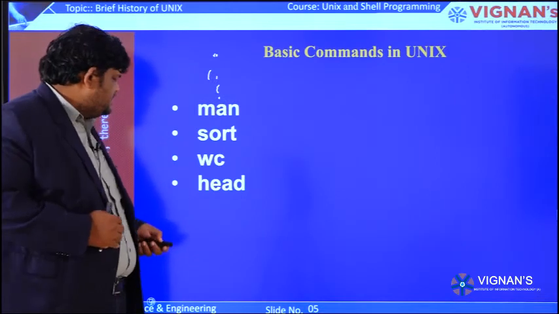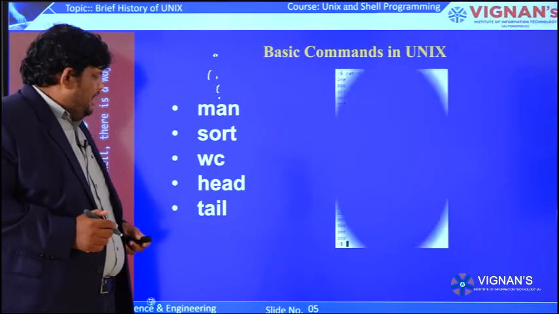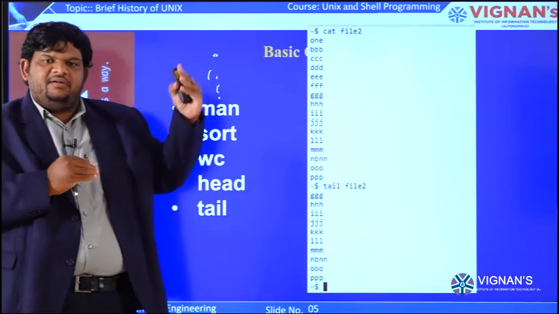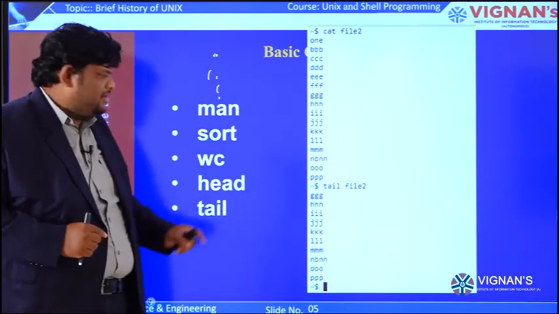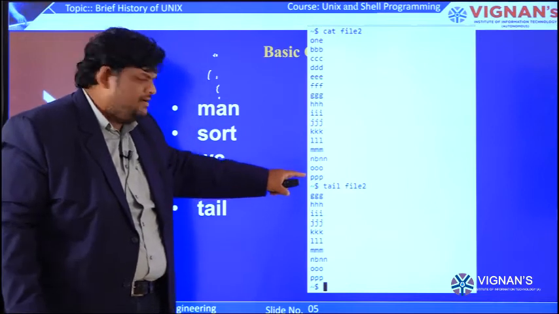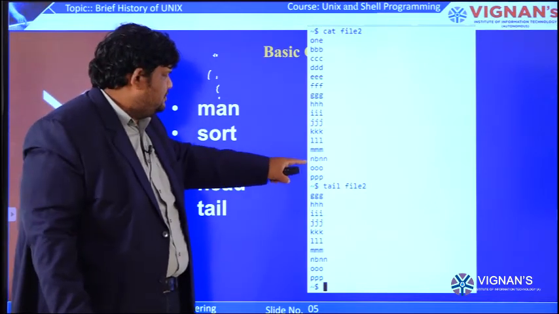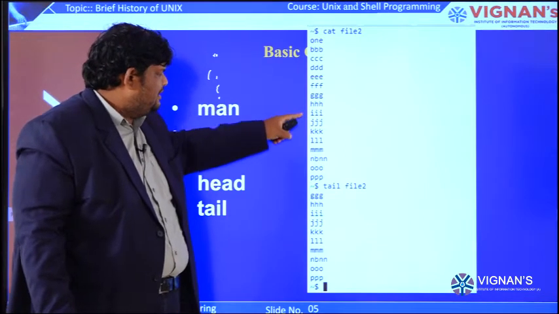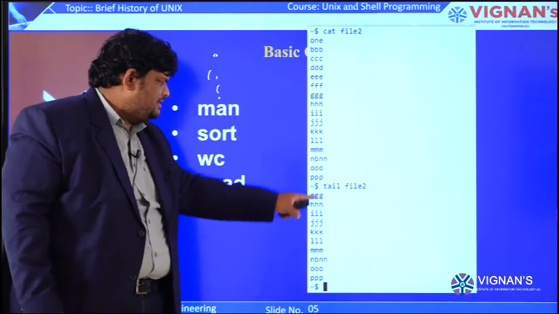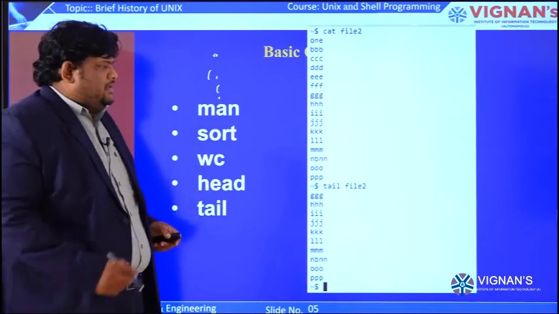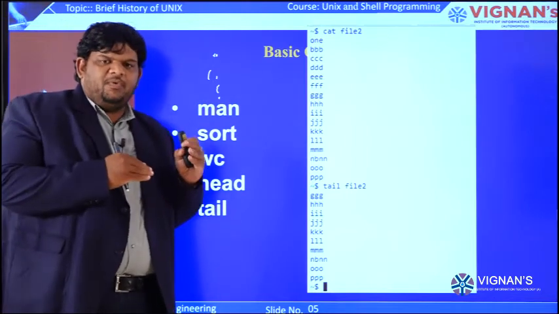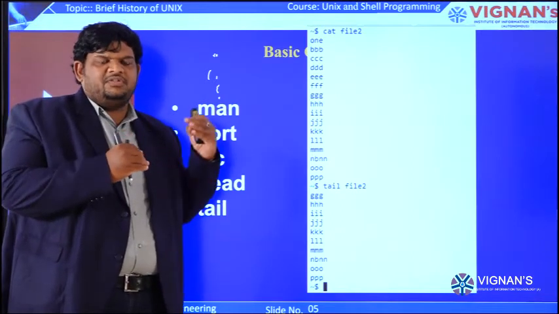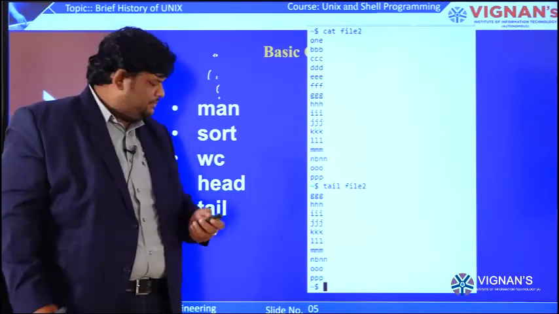Like that, opposite to head is tail. If I want the last 10 records from the bottom, then we are going to use the tail command. If you observe here, the default is the last 10 records. 1, 2, 3, 4, 5, 6, 7, 8, 9, 10. So from here, 10 records will display, that is the tail command. So if you want to know the topmost or the last 10 from the bottom, then we have to use the head command or tail command.